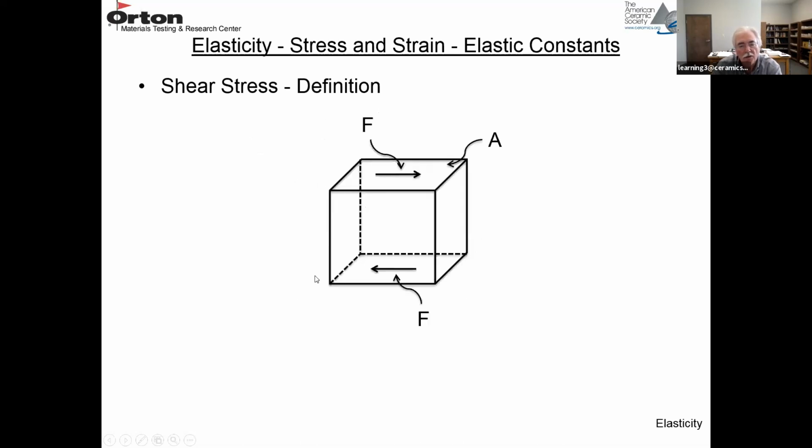Here's a cube that's loaded to produce a shear stress. You have the opposite faces, you apply a force, and you know the area of the face. So you're applying a shear stress in this orientation.